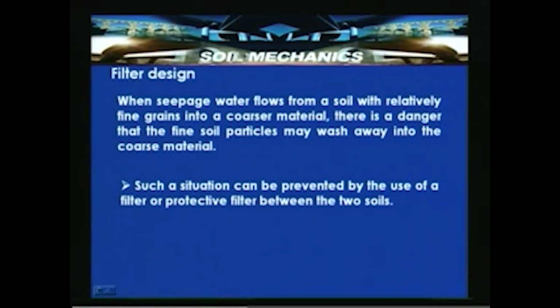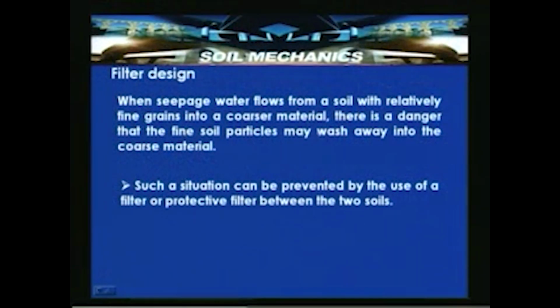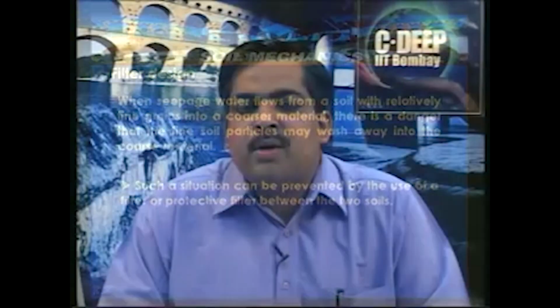when seepage water flows from a soil with relatively fine grains to coarser material, there is a danger that the fine soil particles may wash away into the coarser particles. When the fine soil material washes away into the coarser particles, clogging can take place. With that, hydraulic pressures will build up, and again it endangers the performance of the structure. So such a situation can be prevented by use of a filter, or a protective filter, between the two soils.